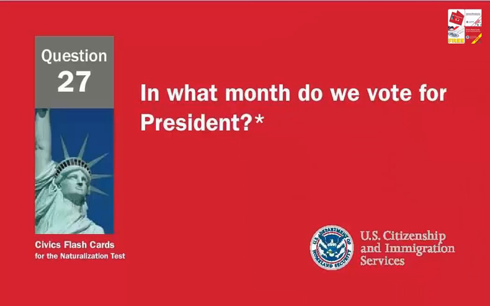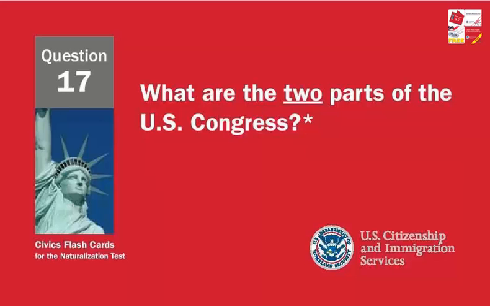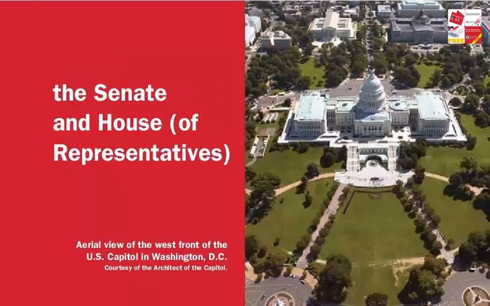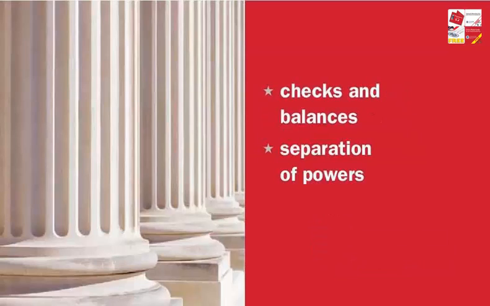In what month do we vote for President? November. What are the two parts of the U.S. Congress? The Senate and House of Representatives. What stops one branch of government from becoming too powerful? Checks and balances. Separation of powers.